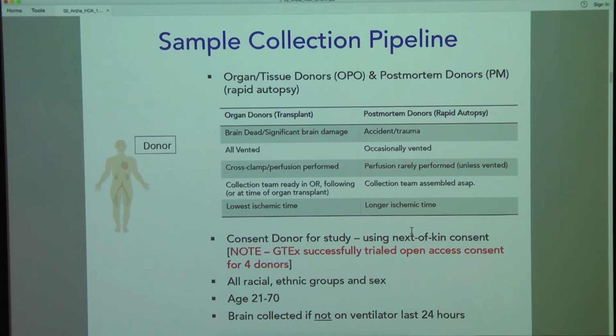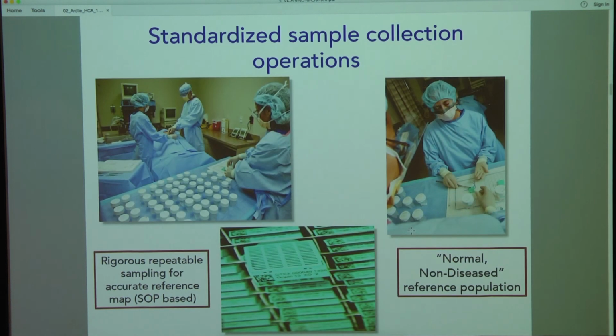And in this particular instance, because this was the first time anyone was sampling this many organs from this many individuals, we actually obtained consent where we said we would keep the data in a protected database. However, as part of the project, we did trial a small subset of donors with open consent and showed that we successfully could do that. We collected 4 donors with totally open consent for this project. We surveyed across racial and ethnic groups and sex and age range and collected brains that were not on ventilators.